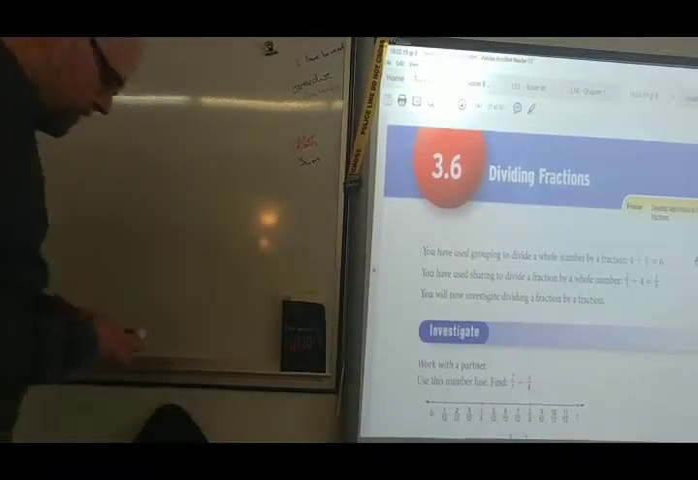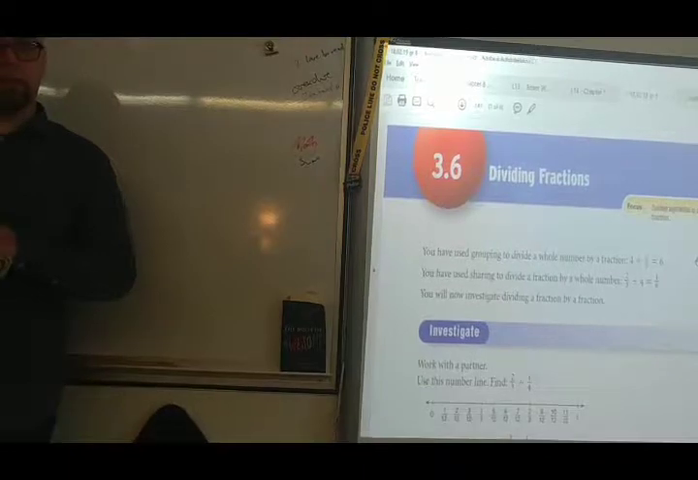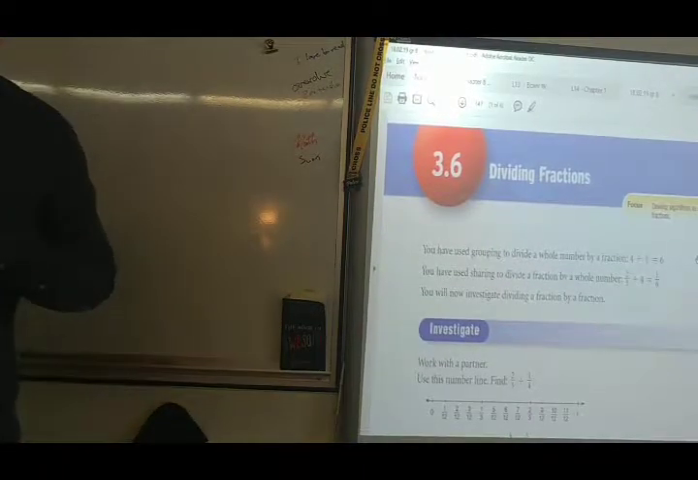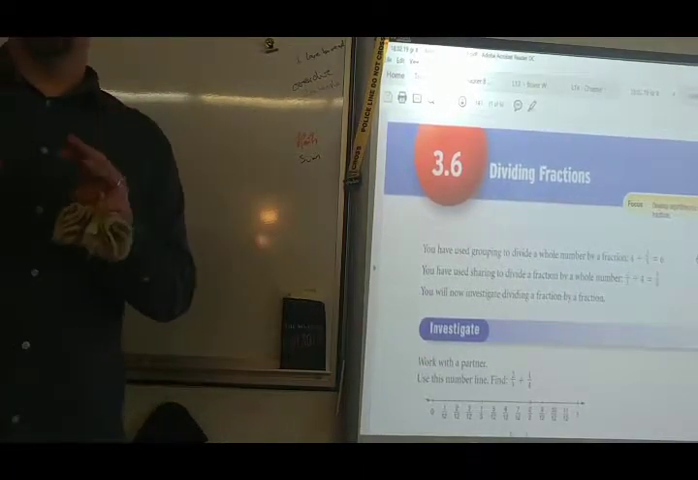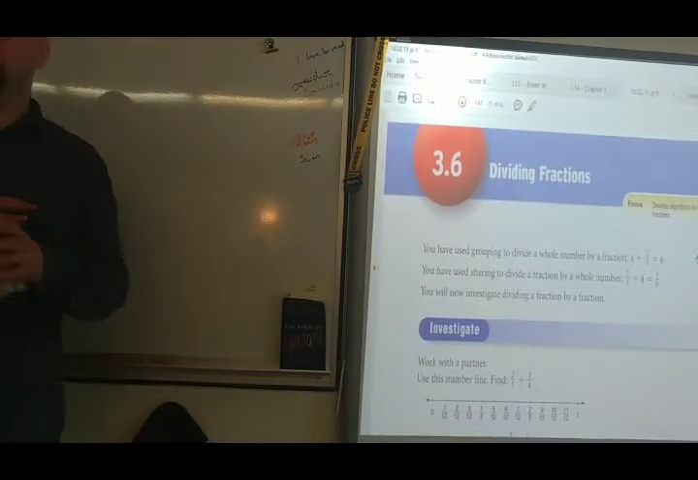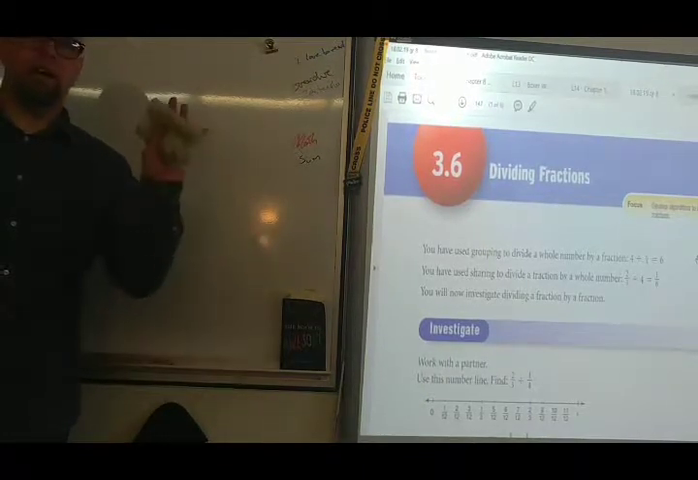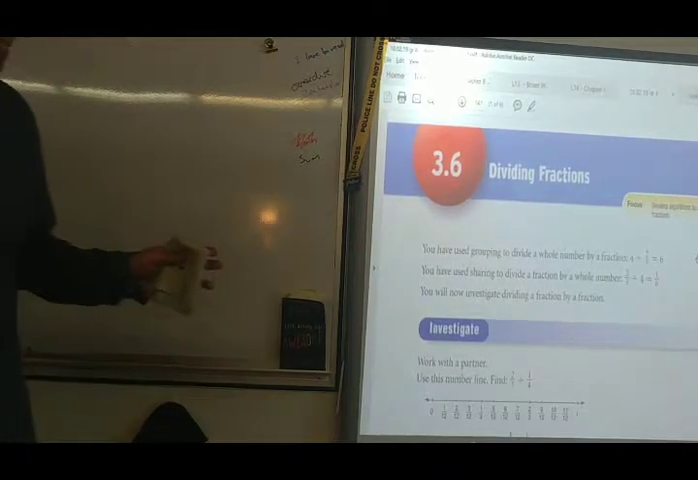All right, dividing fractions. I think a lot of the grade 8s super hate number lines. Some of you have super hated them, and now you're in a love-hate relationship. Some of you hated them, now you love them. Did anyone like number lines the whole time? Okay, I'm that nerdy. I'm that guy.